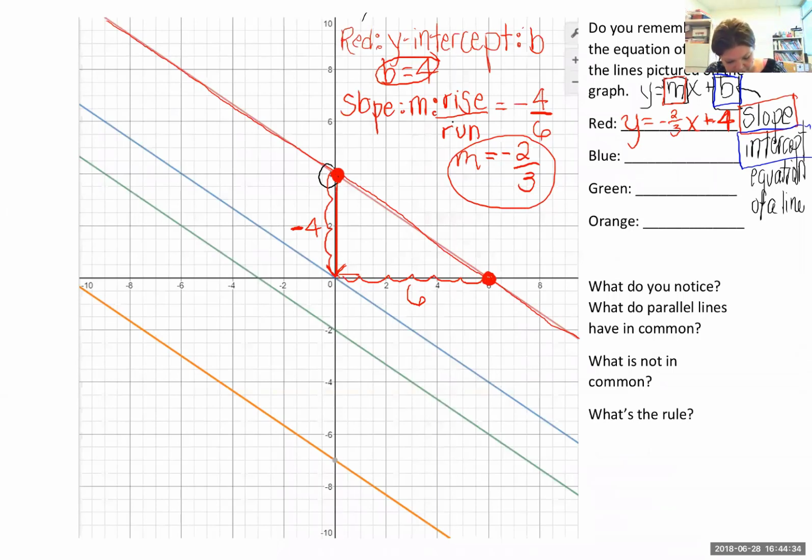Now let's examine our blue line. I'm going to start moving a little faster here. Looking at my blue line, again, I need two things. I need my y-intercept, or my b. The place where my line crosses the y-axis is a b, this time, of 0.